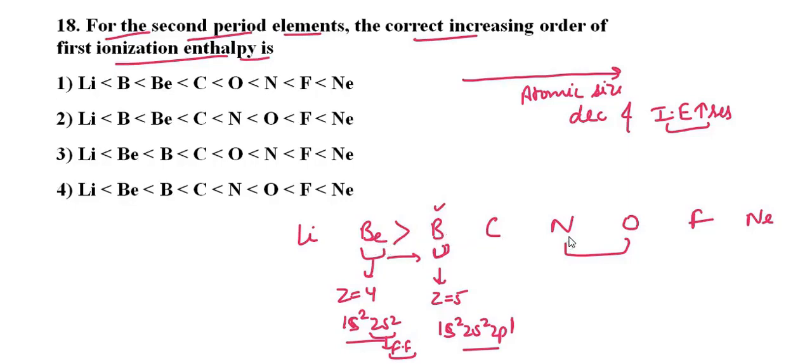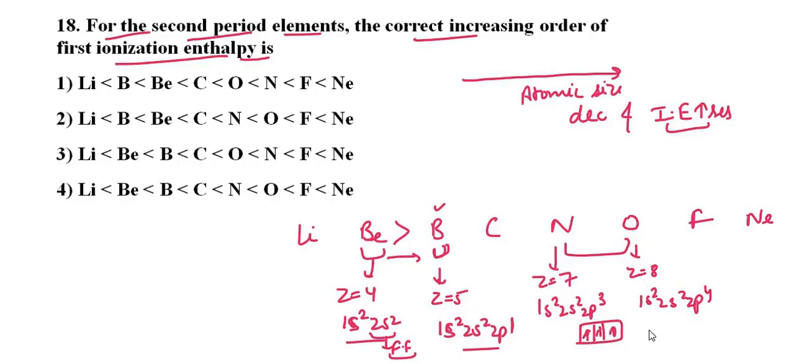Now, when we move from nitrogen to oxygen, as we know the atomic number for nitrogen is 7 and for oxygen is 8. When we write the configuration, then nitrogen is 1s2, 2s2, 2p3 and oxygen is 1s2, 2s2, 2p4. So see, in the case of nitrogen, the p orbital is half filled because it is 2p3, but in case of oxygen, it is not half filled.